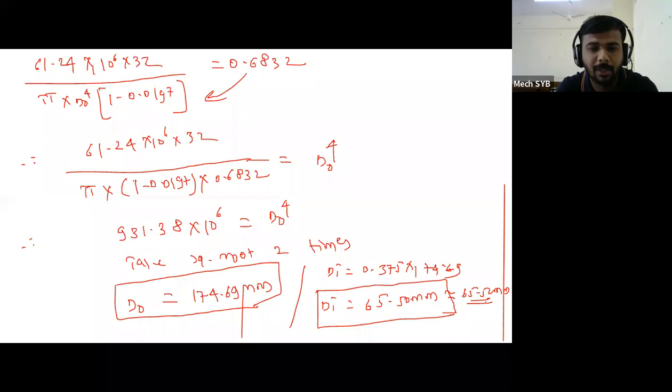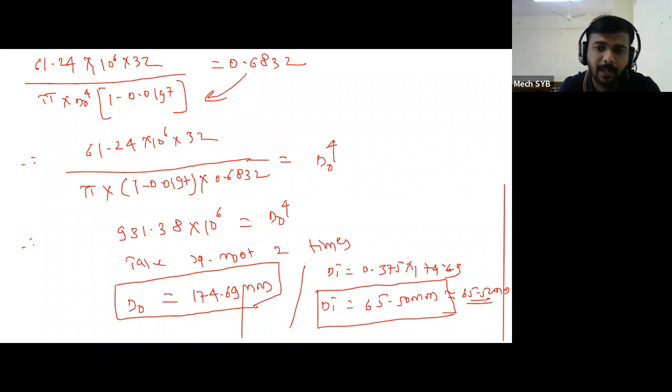Therefore, you have to write down the statement once again. The suitable value of diameter is always the maximum value obtained, and based on this, the design of the shaft will take place. Therefore, once again, Do is equal to 174.69 and Di is equal to 65.50 mm. So this is the final answer. Don't forget to write down the final answer also.